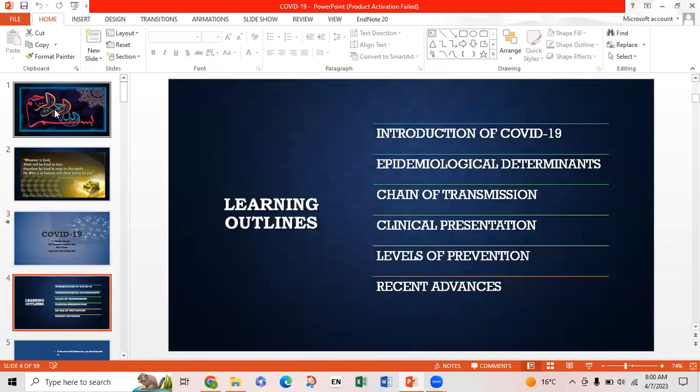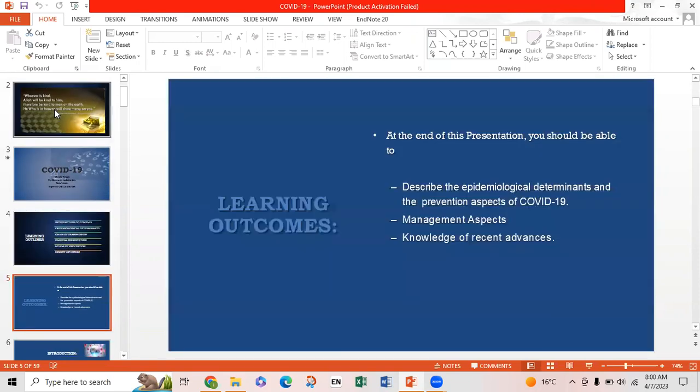The learning outlines of the presentation are introduction of COVID-19, epidemiological determinants, chain of transmission, clinical presentation, levels of prevention, and recent advances, along with MCQs at the end. By the end of this presentation, participants will be able to describe the epidemiological determinants and prevention aspects of COVID-19, management aspects, and knowledge of recent advances.